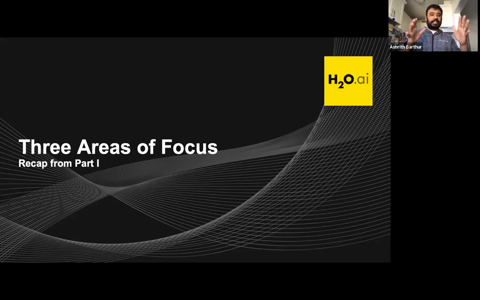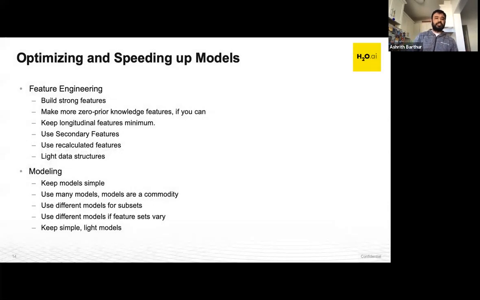There was a certain aspect of what are the areas of focus that we need for fraud, which is what we discussed. And these are very simple things: feature engineering, model, and business decisions that actually make sense for building much more optimized fraud models. So in terms of feature engineering, you build really strong features. Try to make as much zero prior knowledge as possible.